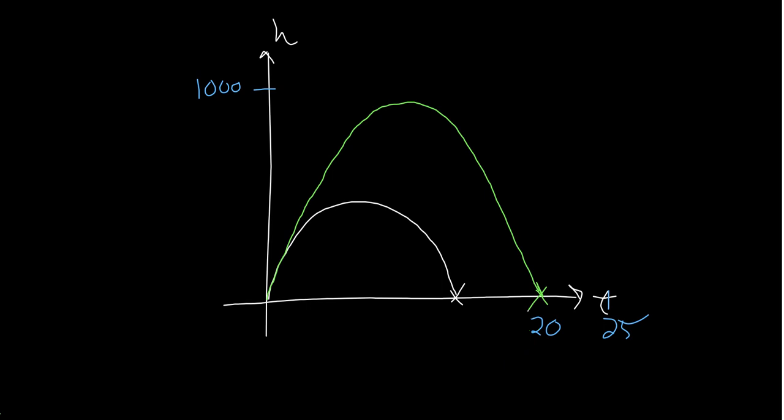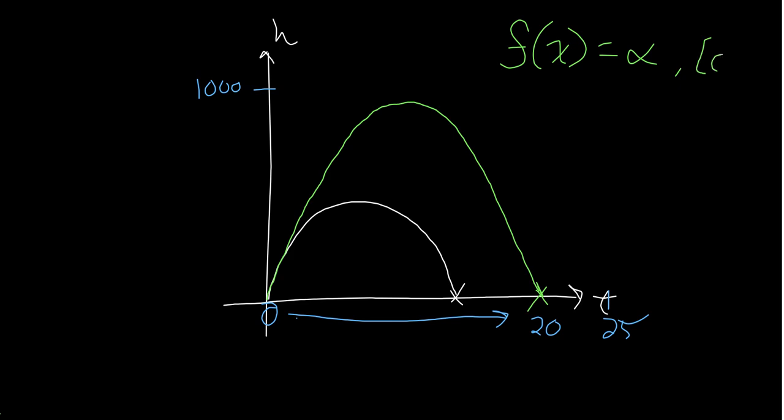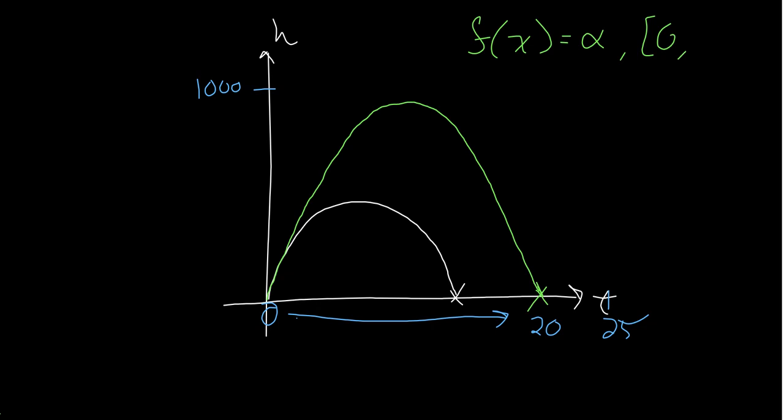But I would say that the domain of the graph of this toy rocket goes from right here at 0 seconds all the way to 20 seconds. So if I were to have mapped out a function of this, I would say this function is like negative x squared or whatever, but I'm just going to call it alpha, some polynomial. Then I would denote the domain would be from 0 to 20. So if x is equal to alpha, and my domain is 0 to 20.